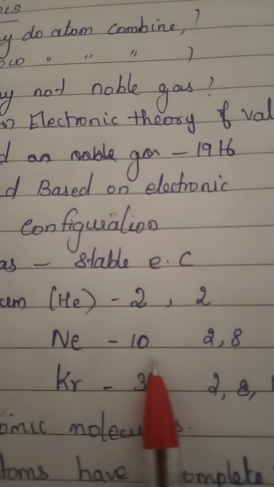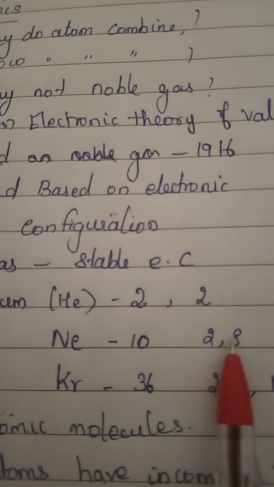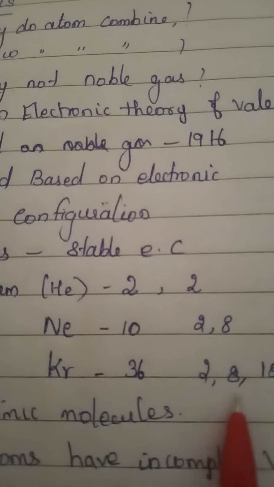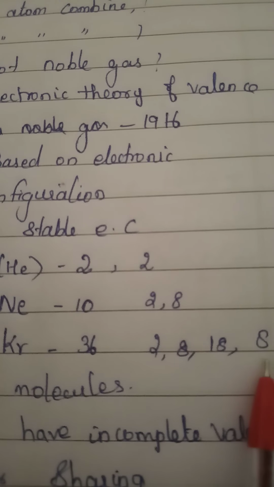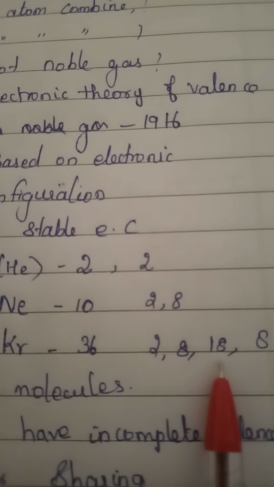Next you see neon, totally it has 10 electrons. K shell 2, L shell 8. Outer shell contains how many electrons? 8. Similarly, if we view krypton, it also has how many electrons in the outer shell? 8. Like that, in all the remaining noble gases, the outer shell of electrons is called what shell? Valence shell, isn't it? We studied valency. So for each atom, the last shell, the outer shell, we can also call the valence shell, and the electrons present in that shell are called valence electrons.